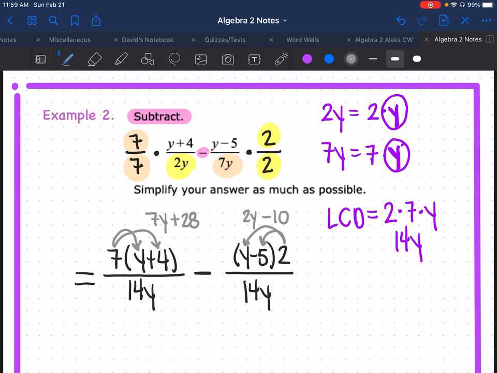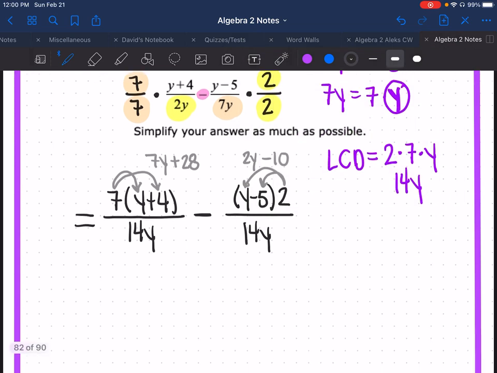But don't forget that we are subtracting. So I have to distribute this subtraction to the 2y and to the minus 10, which is going to change that minus 10 to plus 10. So I just have to remember that when I go on to my next step.